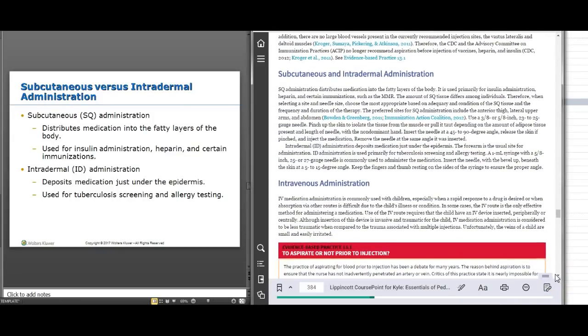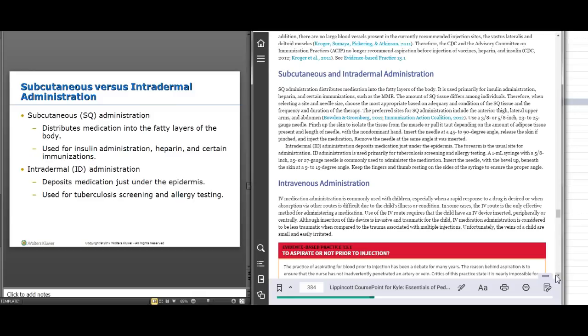Sub-Q and intradermal. Intradermal, let's see, what do we give intradermal? We do TB testing intradermal, sometimes some allergy med administration, or allergy testing administration is done intradermal. Not one we use very often.